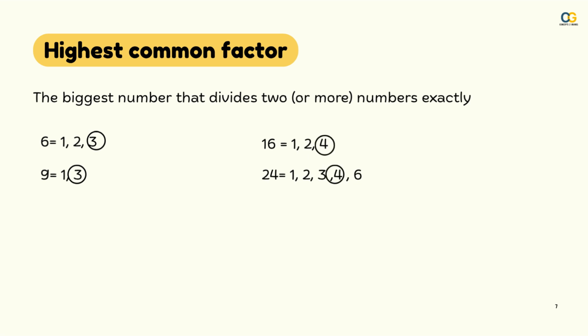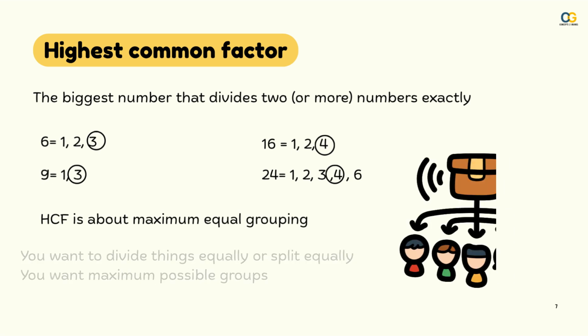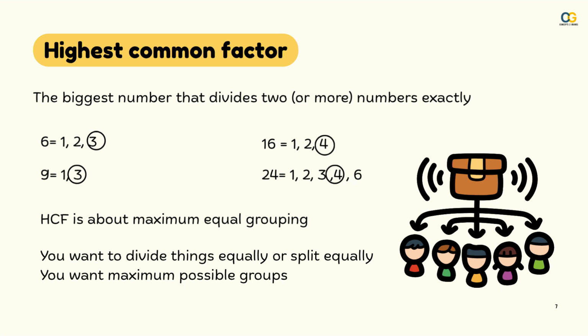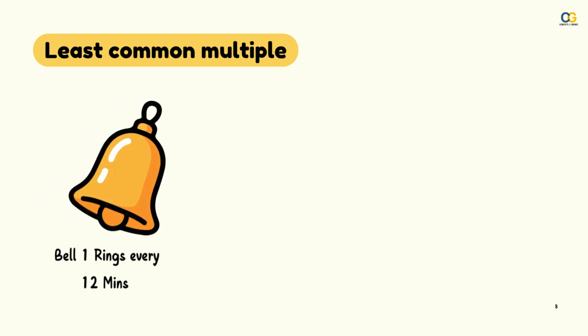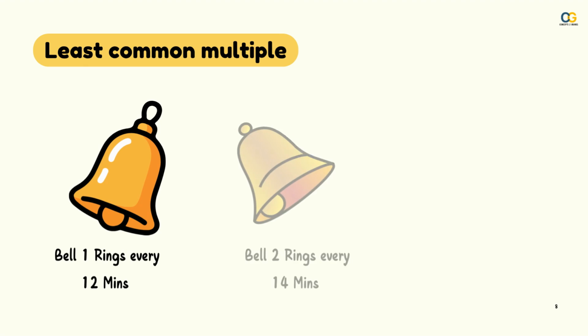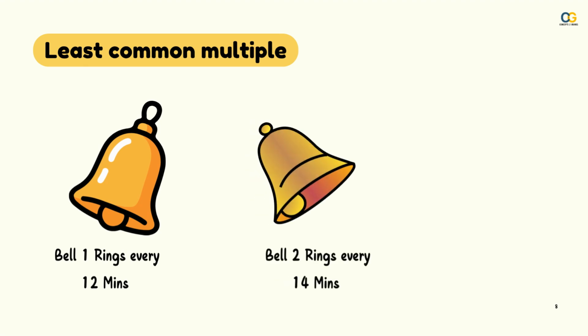Remember that HCF is all about maximum equal grouping. So whenever you want to divide things equally or split things equally, or you want maximum possible groups, which is common for both, you go for HCF. Let us look at least common multiple or LCM. Consider a similar case where you have one bell that rings every 12 minutes and another bell that rings every 14 minutes. Now, when would the bells ring together?